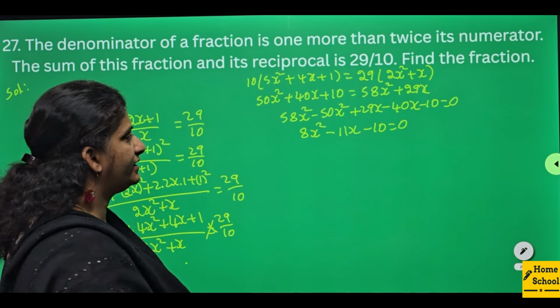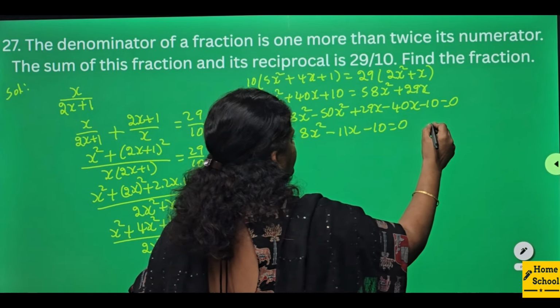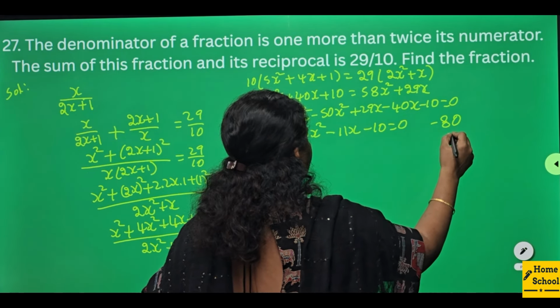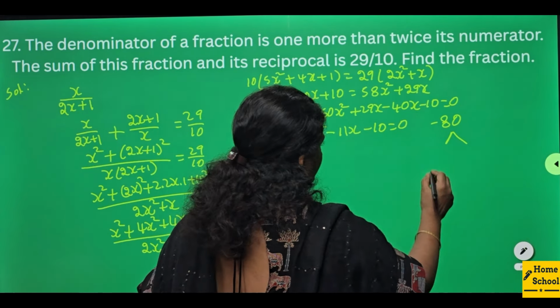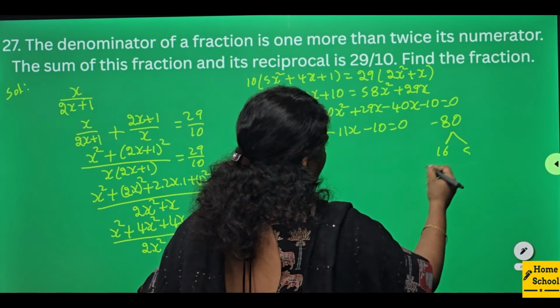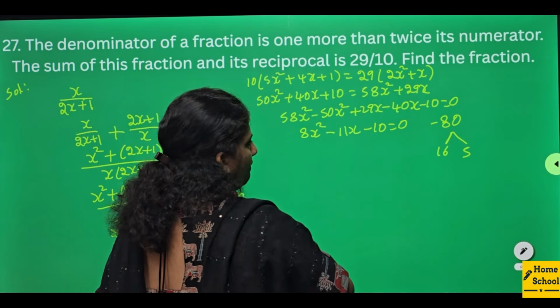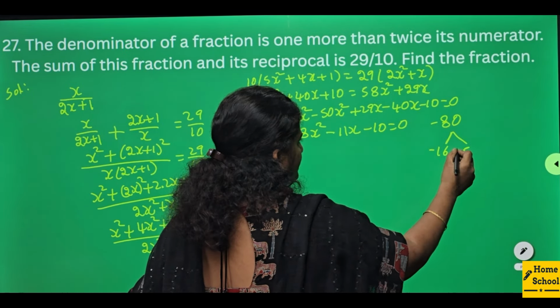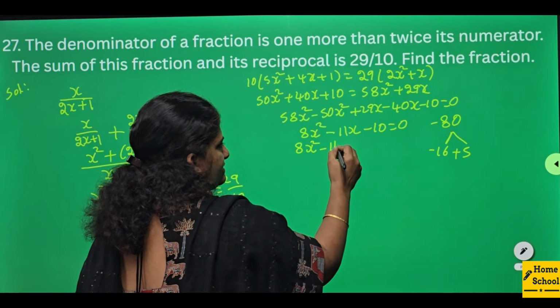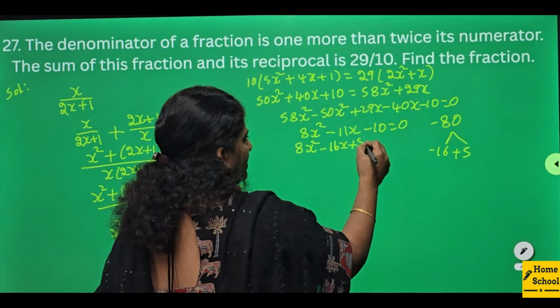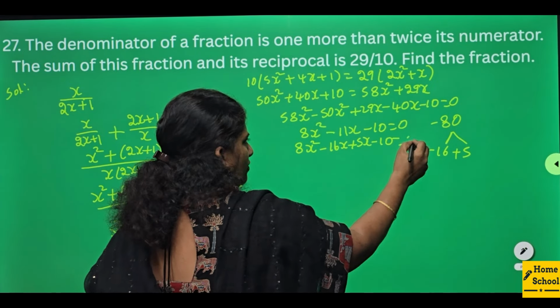Now find the factors for 8 tens are 80, minus 80. Find the factors in order to get 11. What are the factors here? 16 5s are 80. Should get minus 11, so minus 16 plus 5. 8x square minus 16x plus 5x minus 10 equal to 0.